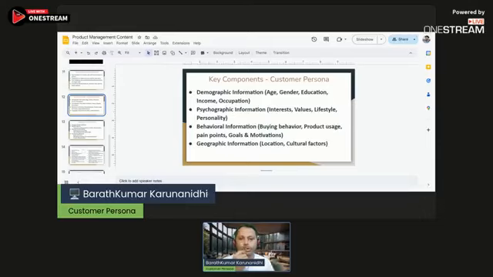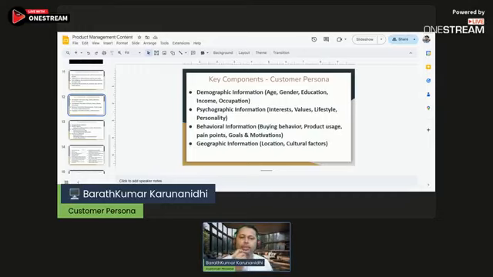Next is psychographic information, which talks about the interests of the customers. What are they very much interested in, what values do they abide by in their day-to-day life, what is their lifestyle like, and what personality traits do they have, for each of the customers or end users which you are targeting. That is the psychographic information.